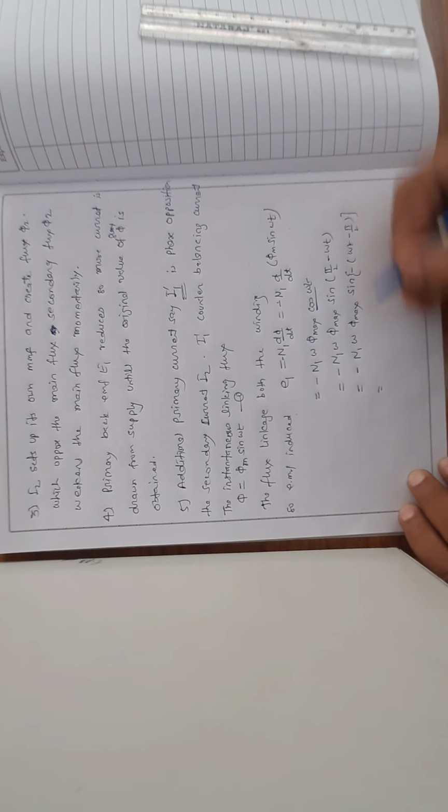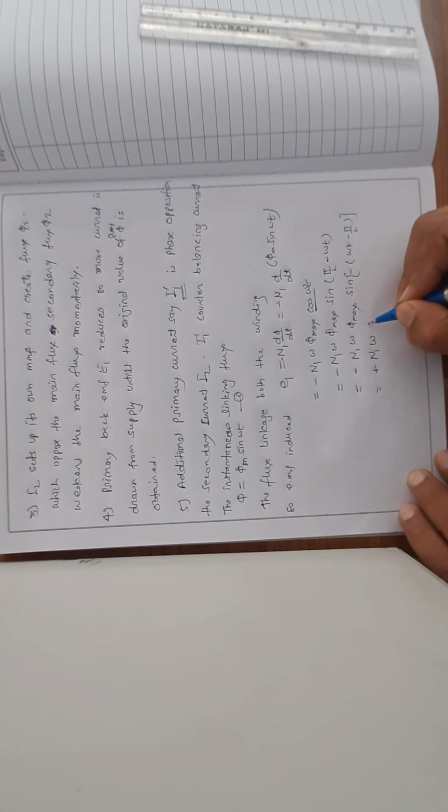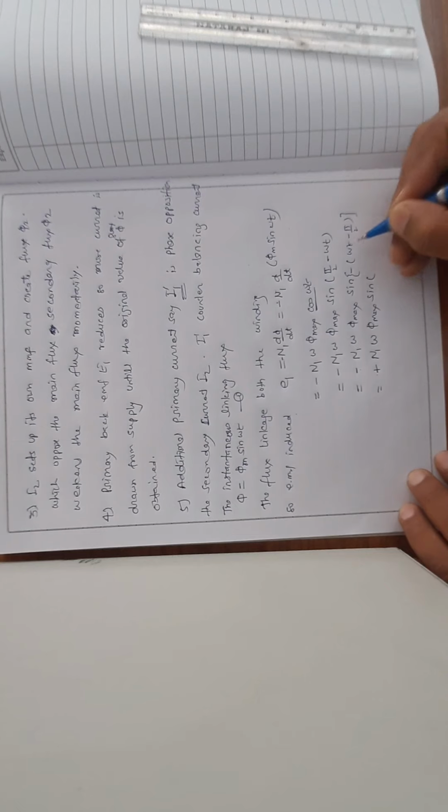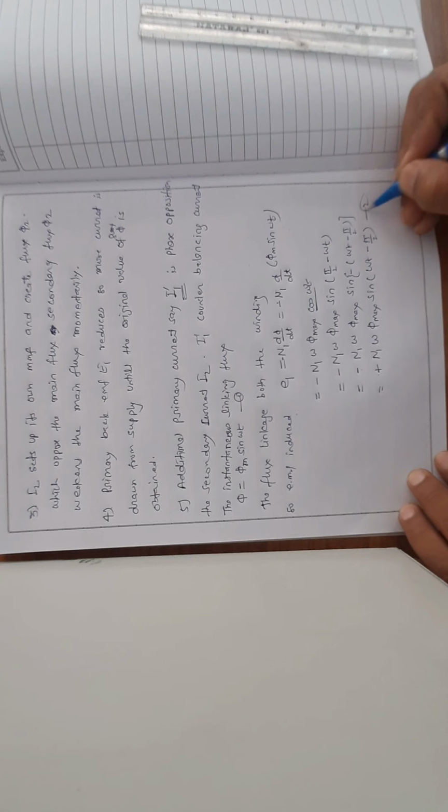Sin minus theta equal to minus sin theta. It will become positive, plus N1 omega phi max sin omega t minus pi by 2, second equation.